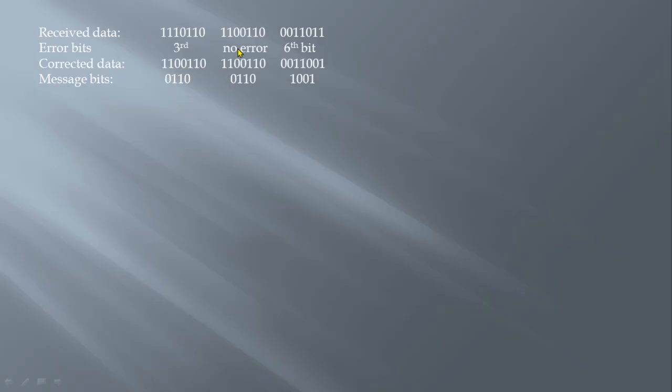If you observe these bits, this group consists of 4 ones, and this group also consists of 4 ones. Here there is no error, and there is an error in this group of bits. So we should not say simply by observing the number of ones in the code word. Even if the number of ones is even, there may be an error.